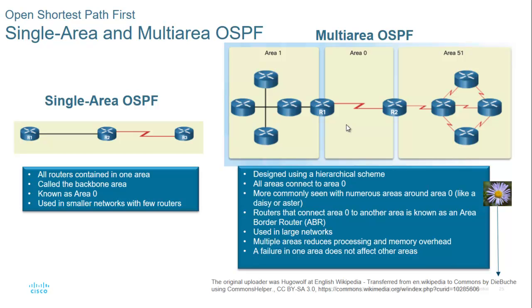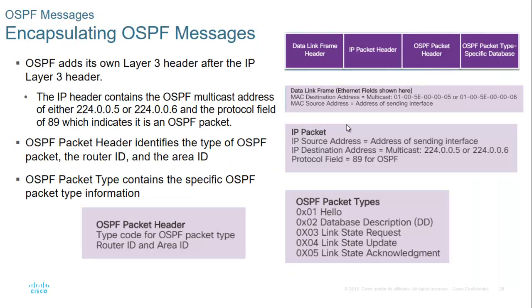Multiple areas reduce processing and memory overhead. A failure in one area does not affect the other areas. So it's logical that when you have a big network, you want to put it into areas so that if something goes down or there is a problem, it doesn't affect all the networks within the topology.